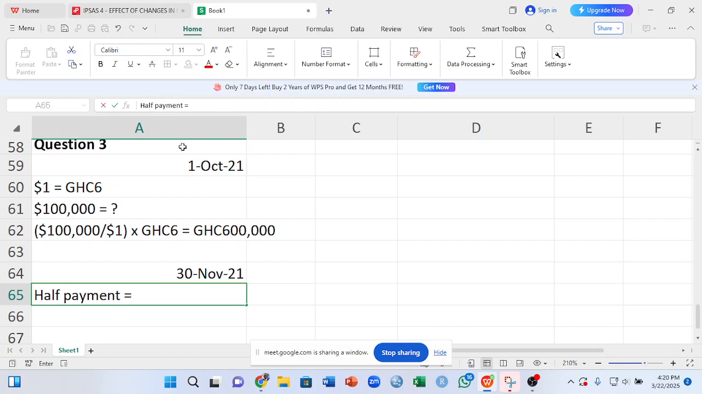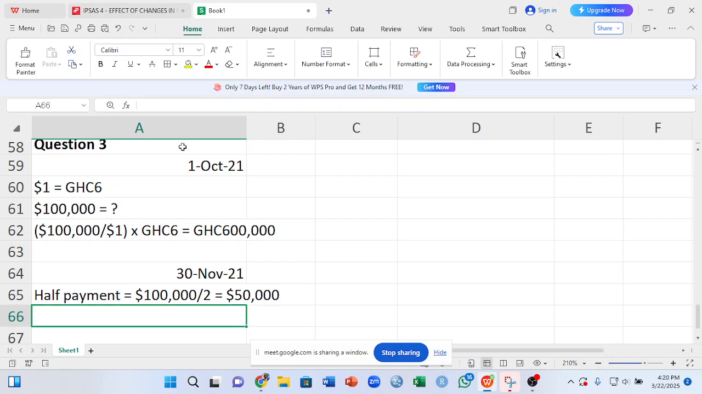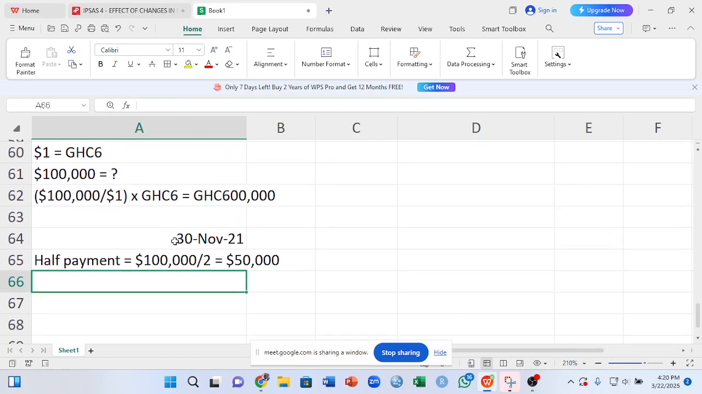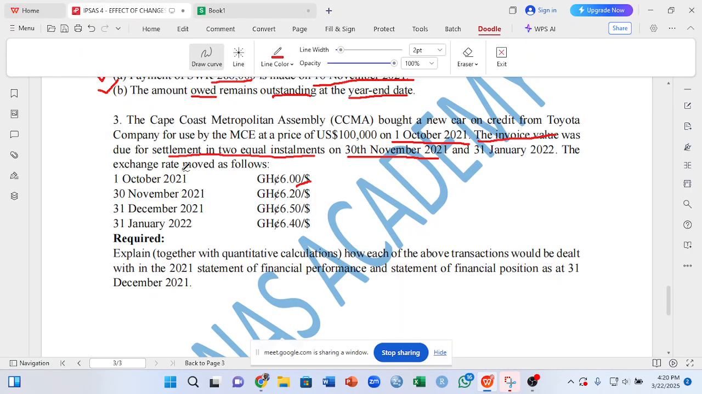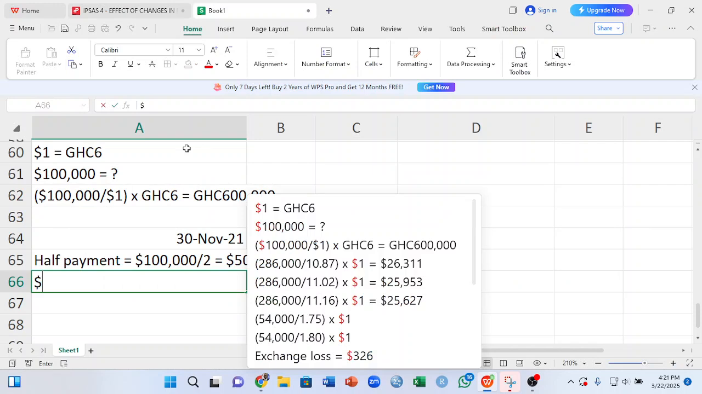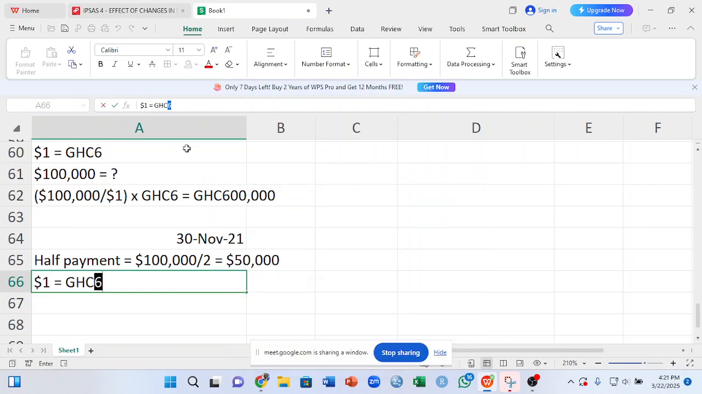So that means the foreign currency, which is 100,000, divided by 2. You only paid half, so that will be 50,000 US dollars. Now let's bring the exchange rate prevailing at this date. It was 6.2 Ghana cedi to $1. So that will be $1 to 6.2.